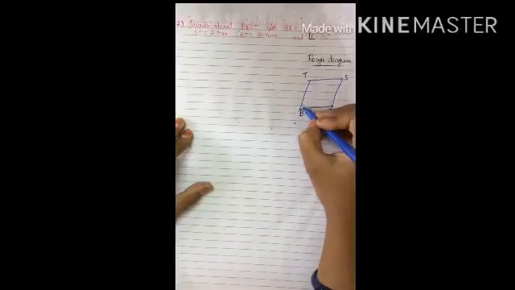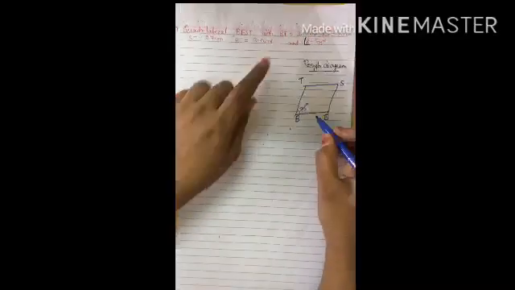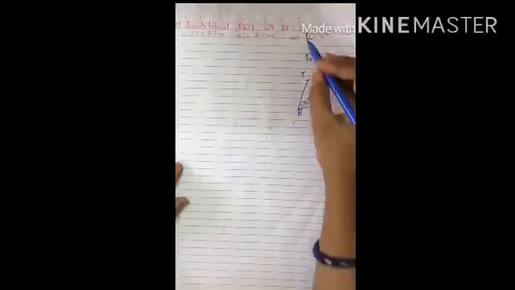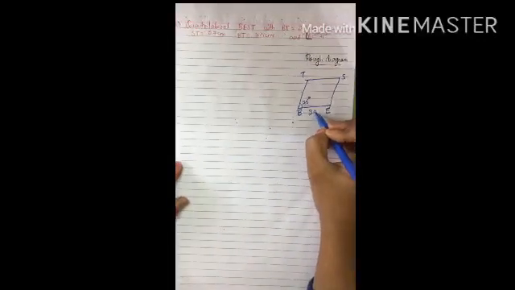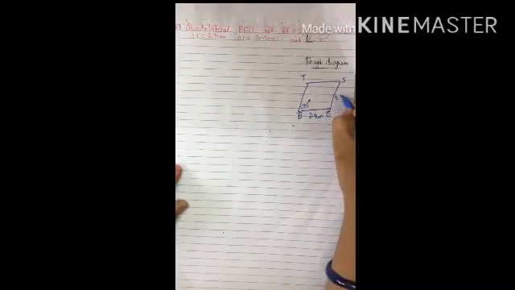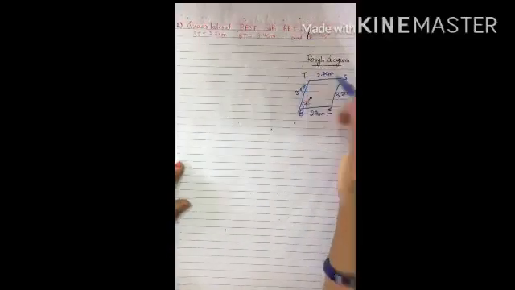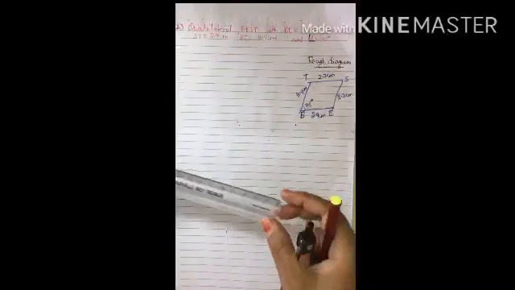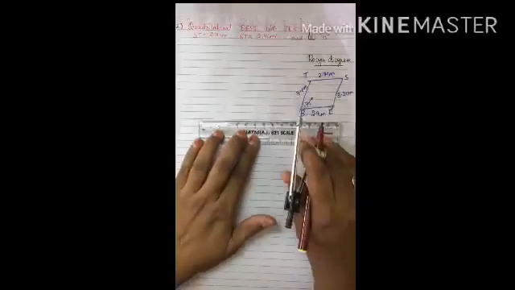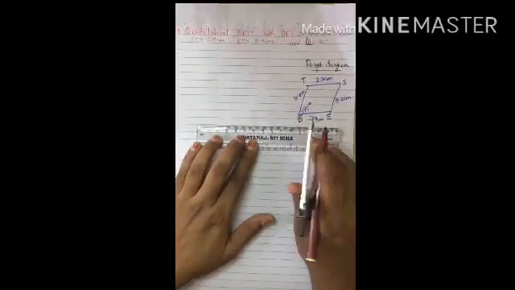Angle B is given as 75, and whatever is given you write in the rough figure. BE, how much? 2.9 centimeters, and ES is 3.2 centimeters. ST is 2.7 centimeters and BT is 3.4 centimeters. Now we are going to construct. First take a ruler. What is the base here? 2.9 centimeters. So construct 2.9 centimeters. Draw a line segment.